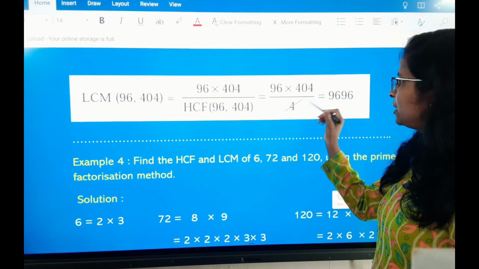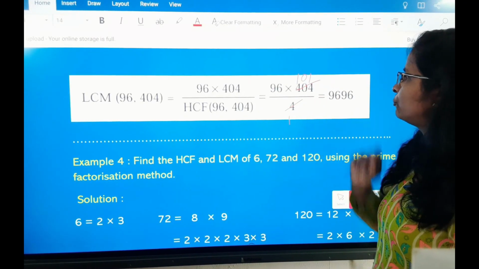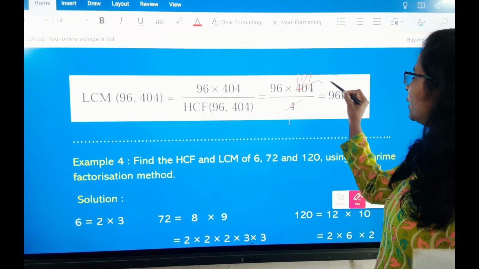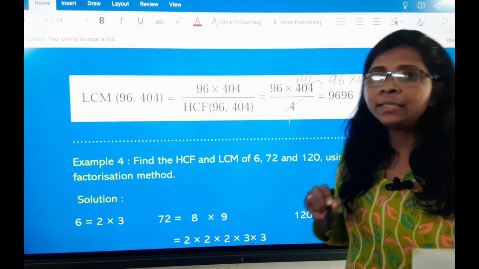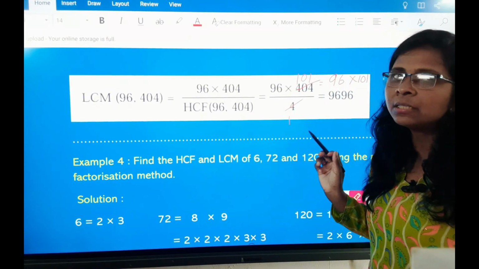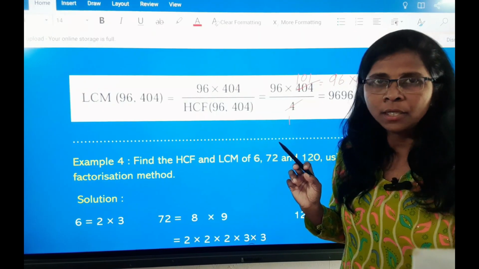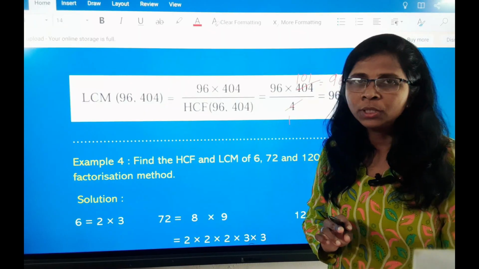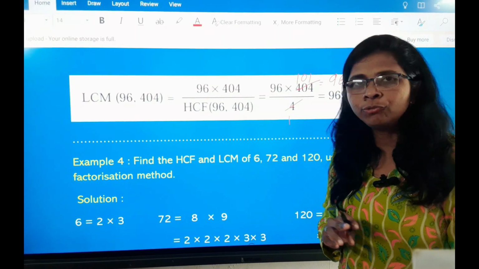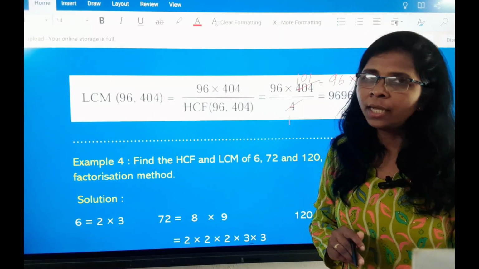So we substitute here: 96 multiply 404 divided by 4. Now simplify. 4 ones are 4, 4 ones are 4, 0, 4 ones are 4. So here 96 multiply 101. 96 multiply 101, that means the final answer is 9696. So this is the LCM of the given two numbers 96 and 404. By using this formula we can calculate the LCM.